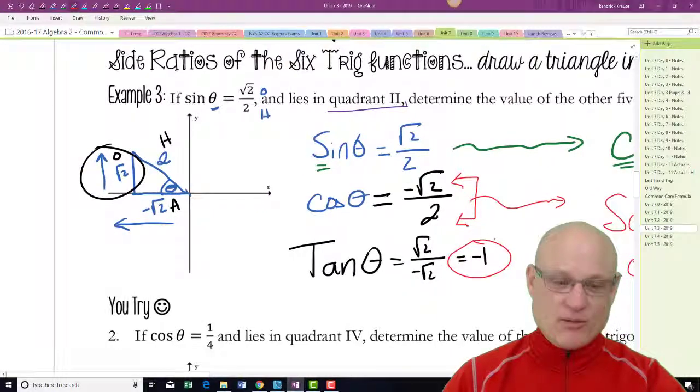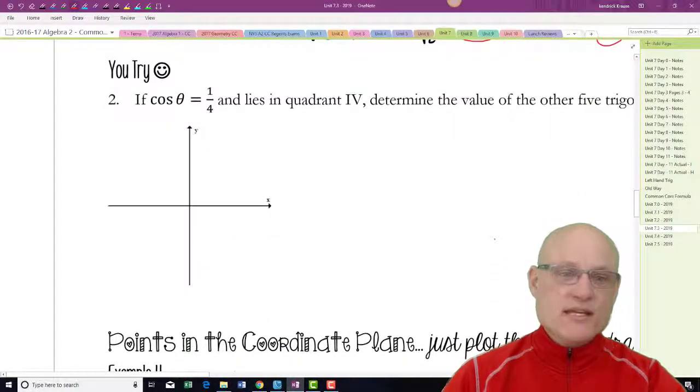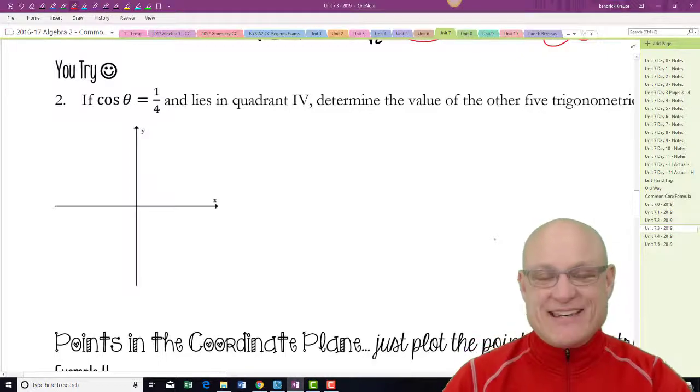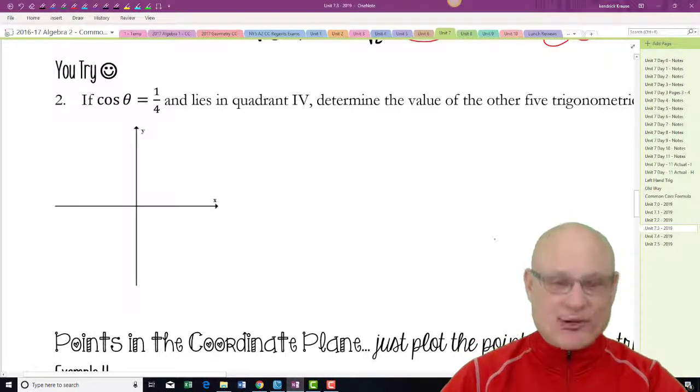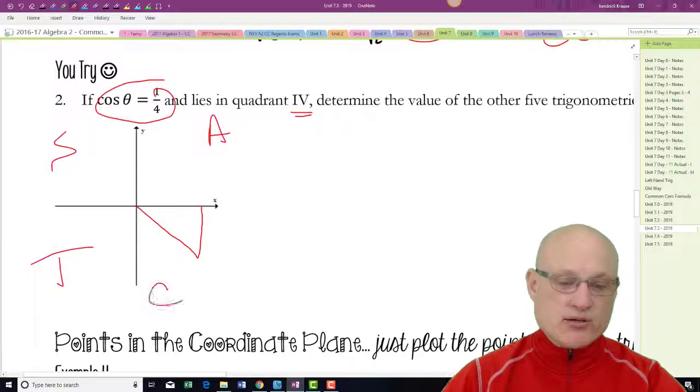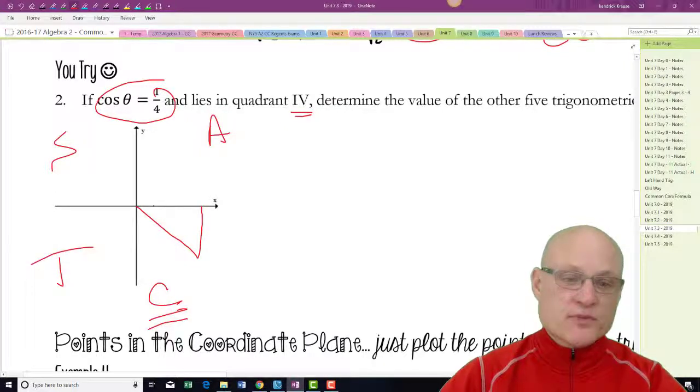All right, let's do a little bit more tricky. Now it's not giving us one that's nice, it's giving us one that's not so nice. Now, it is telling us that we are in quadrant 4. And cosine is positive here, all students take calculus. Cosine is adjacent over hypotenuse. So the adjacent side is 1 and the hypotenuse side is 4.